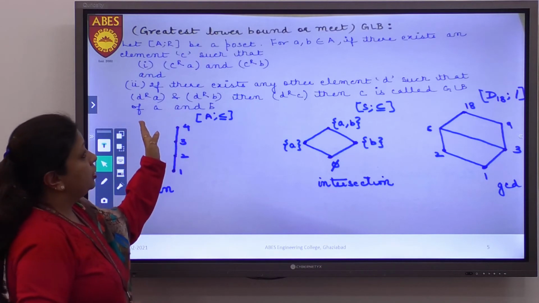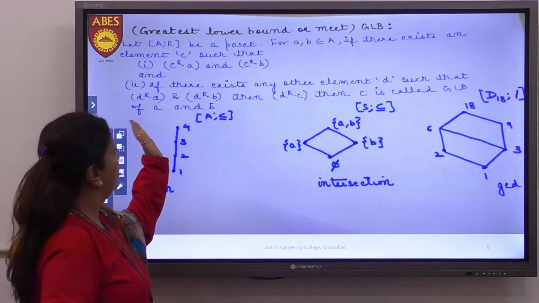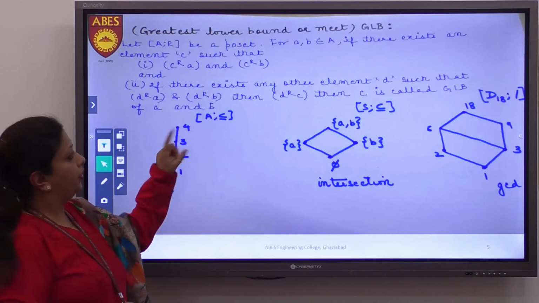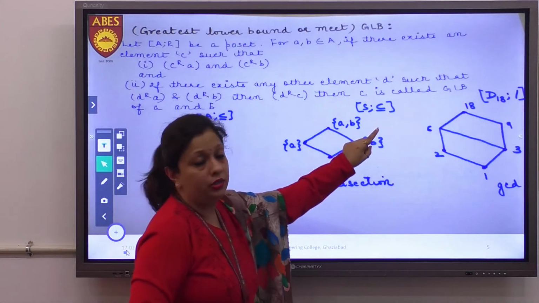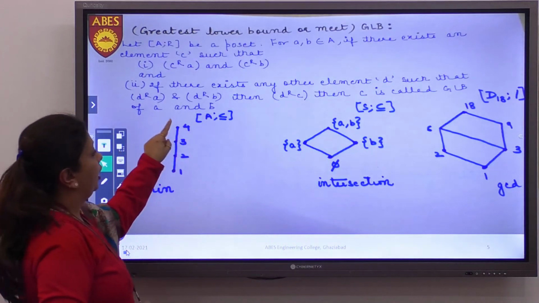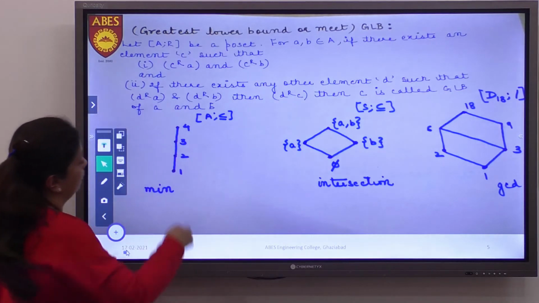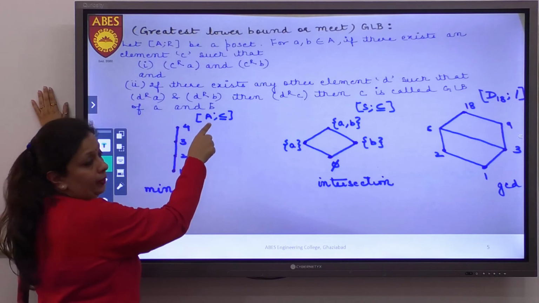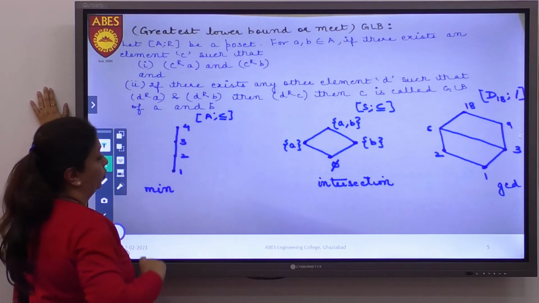And the second condition is if there exists any other element D such that D is related with A, D is related with B, then D is related with C and C is called the GLB of A and B. So again I have taken the same 3 examples. Now see, I have a set A with less than or equal to operation. I have the elements 1, 2, 3 and 4.